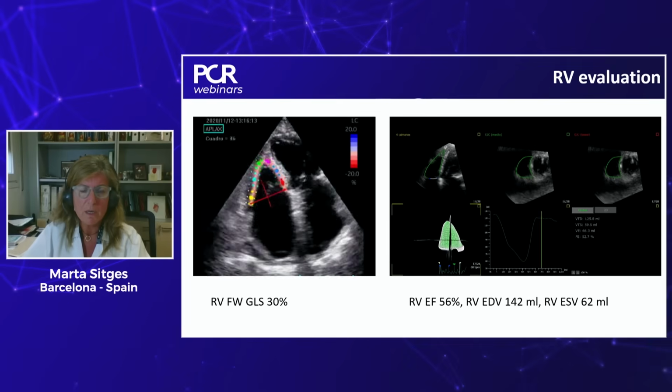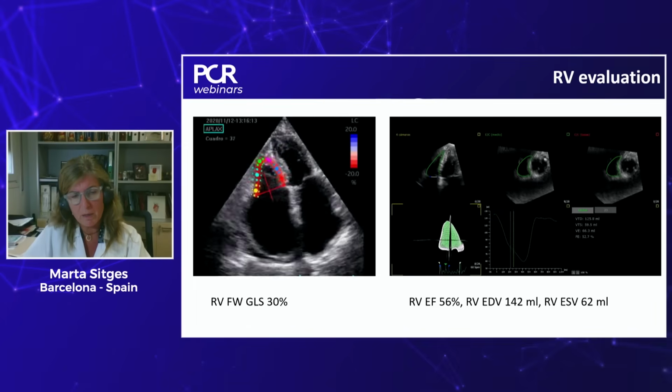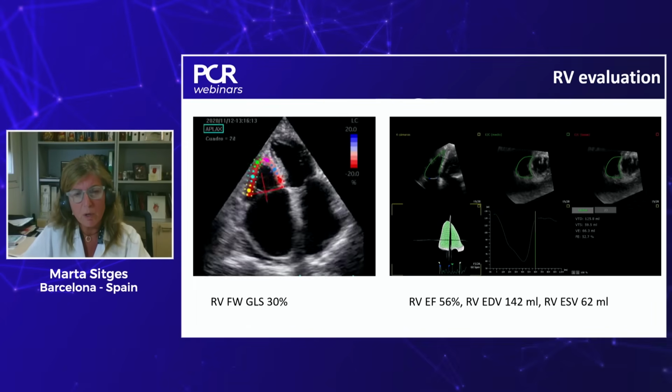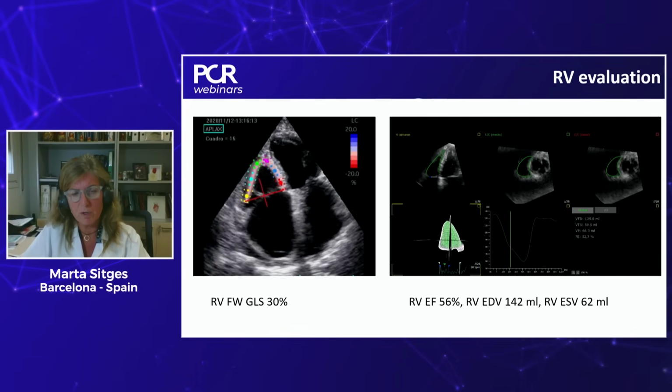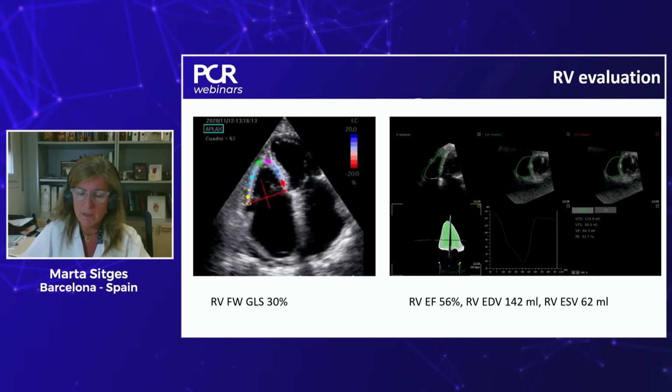But if we go to more advanced quantification of right ventricular function by speckle tracking deformation imaging of the right ventricle, we can see that the global longitudinal strain of the free wall of the right ventricle showed a value of 30%, which is quite preserved. And these are the volumes by 3D echocardiography: a mildly dilated right ventricle with preserved ejection fraction of the right ventricle.